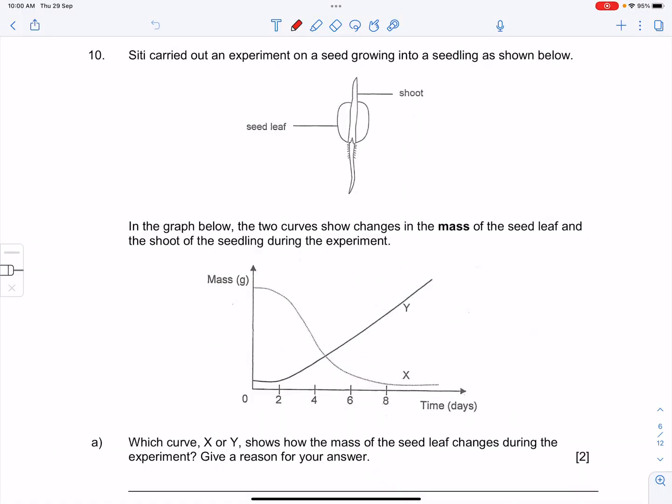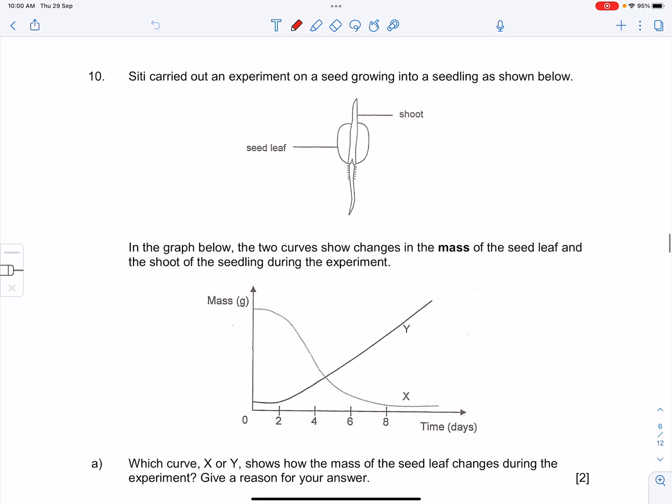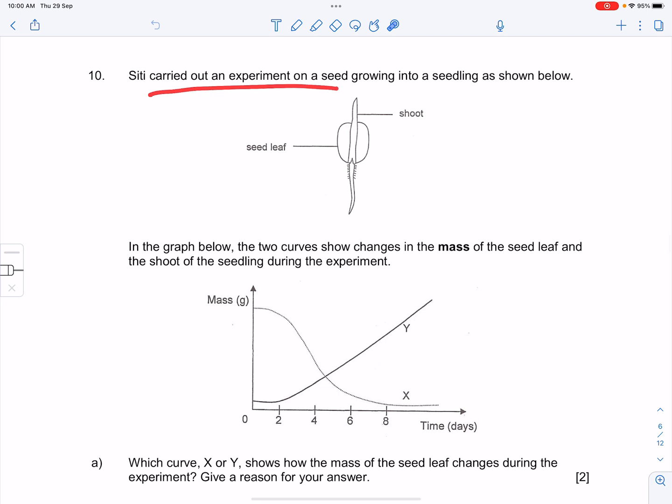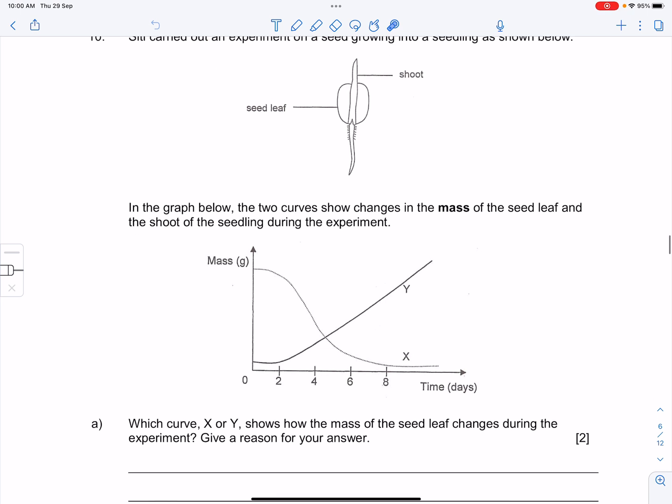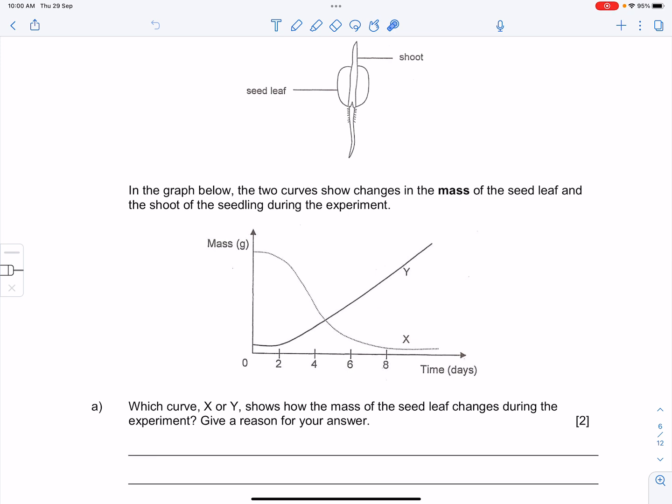Alright, so today we'll be looking at reproduction in plants, set 1 topical practice paper. I will be going through your open-ended questions first, and then we will move on to the MCQs. So the first one, CD carry out an experiment on a seed to grow into a seedling as shown below. So this is an experimental question. With every experimental question, we have certain data. So let's take a look at it.